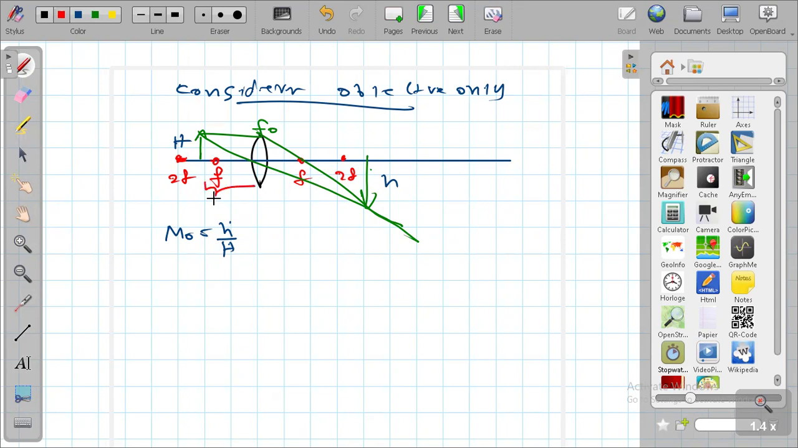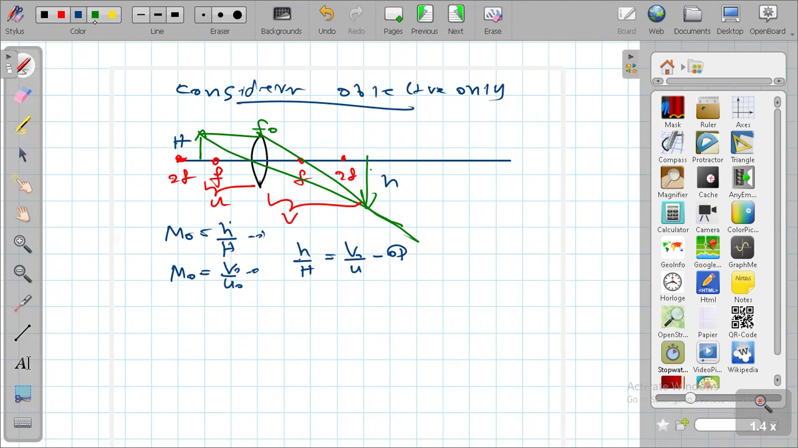But I can measure the length. If I take the length ratio V over U, you get the same magnification. V objective over U objective. I told you this before too. H over H is definitely equal to V over U. Equation number 1.